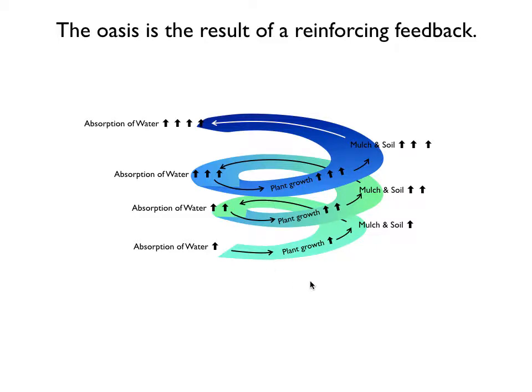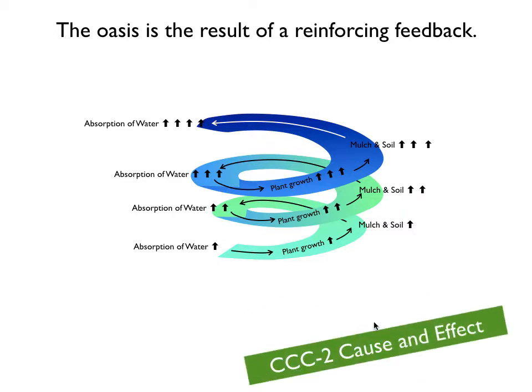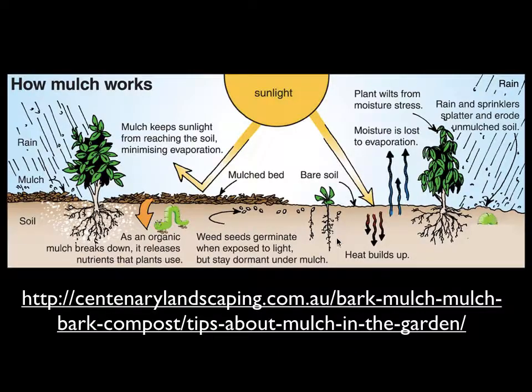And feedbacks are a big part of the NGSS high school understanding of cross-cutting concept 2, cause and effect. We turn cause and effect on its head here, basically, where what's the cause and what's the effect? Was it the plant growth that caused the absorption of water? Or was it the absorption of water that caused the plant growth? And this cycle is going around and around and around.